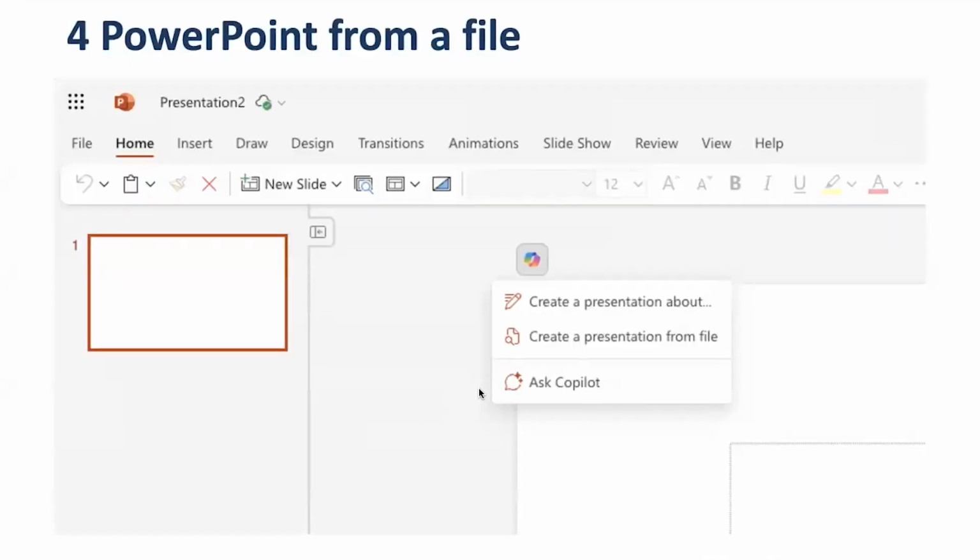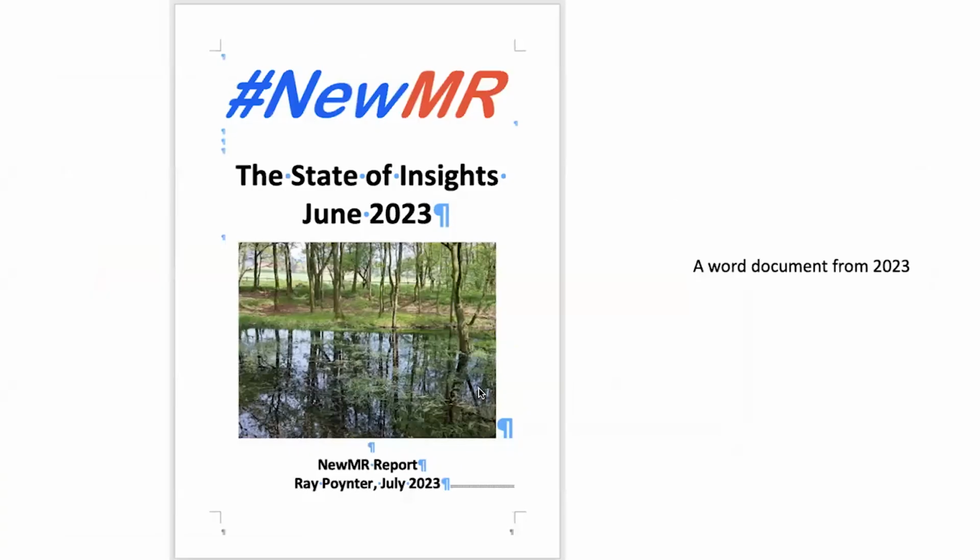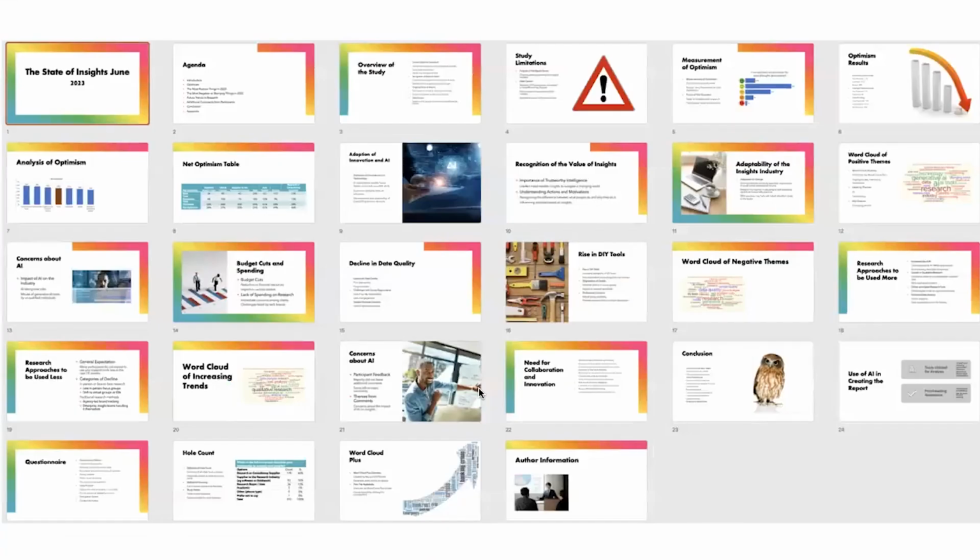PowerPoint from a file. I think this is a really nice example. If you just launch PowerPoint, Copilot comes through and says, create a presentation about, ask Copilot for some information, or that middle one, create presentation from a file. So I told it to upload this document, which is a report I did in the middle of last year. It's a Word document, full of data and tables and images. And it immediately creates a PowerPoint presentation for me, which means I've got a starting point.